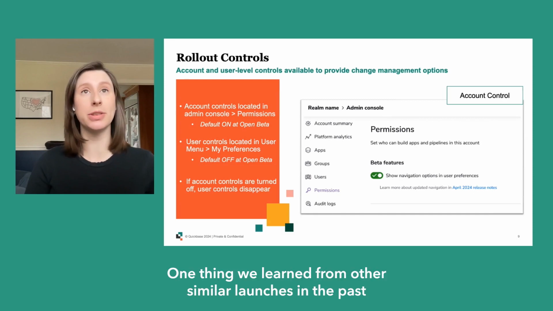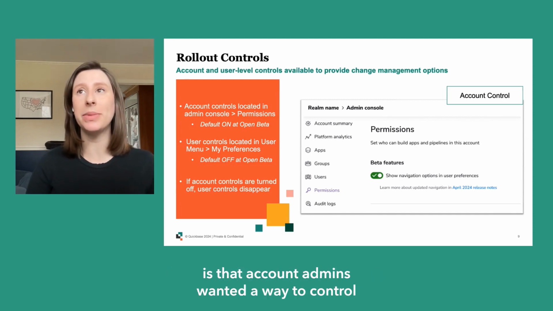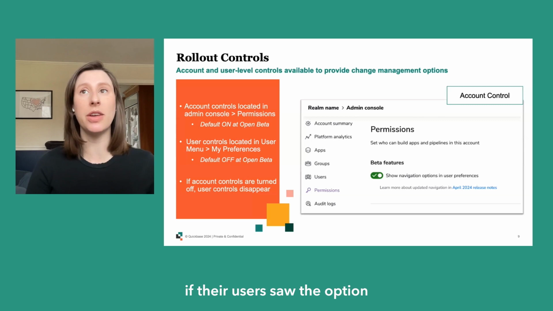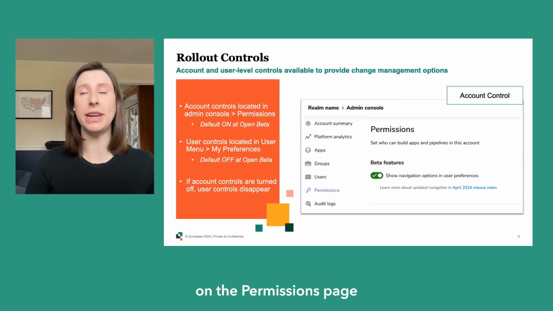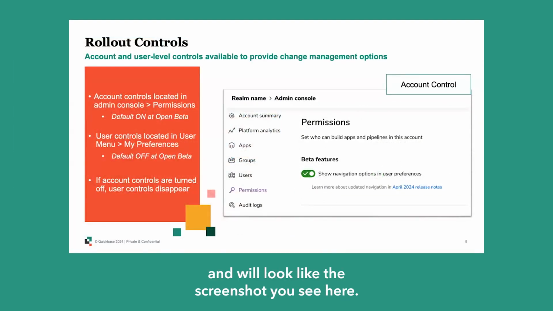One thing we learned from other similar launches in the past is that account admins wanted a way to control if their users saw the option to try the new experience or not. This account level option will live in the admin console on the permissions page and will look like the screenshot you see here. If this is turned off, the user level option I just demoed will simply disappear.